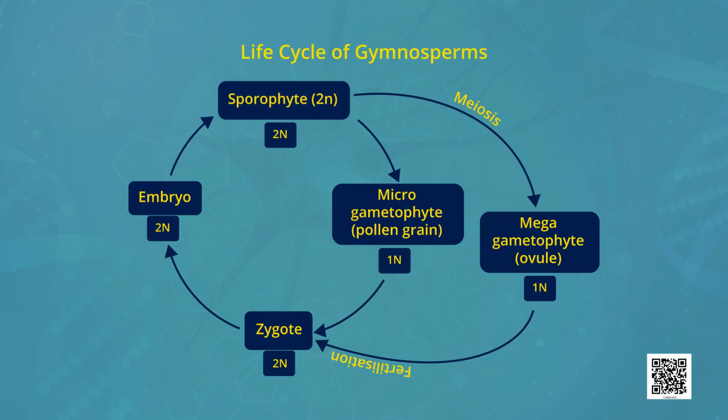Let us now recapitulate the whole process that we have discussed so far. The main plant body is sporophyte, which is diploid. Male and female gametophytes are developed after meiosis in male and female cones. These are haploid. Gametophytes do not have independent existence. After fertilization, zygote is developed and the diploid nature is restored here. The zygote develops into an embryo within the seed. The seeds are naked and they germinate into sporophyte.